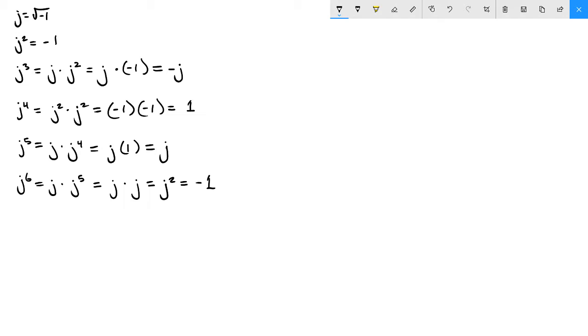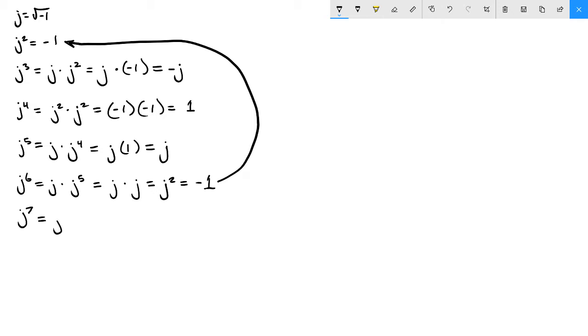And from here we see that j to the 6 is really just the same answer as j squared, meaning that the value has already been recycled, or in another way of saying it, the pattern is already starting to begin. So we'll see that when we move on to j to the 7th power, it'll match the same value as j to the 3rd. And from there, we'll prove it.